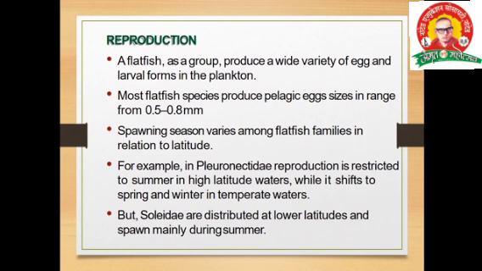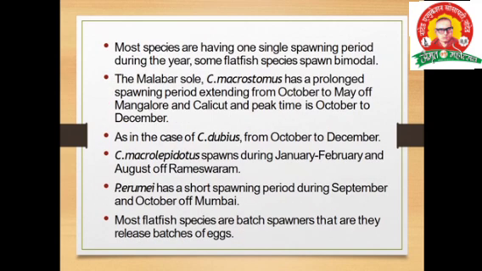This is the reproduction. Flatfish as a group produce a wide variety of eggs and larval forms in the plankton. Most flatfish species produce pelagic eggs, sized in the range 0.5 to 0.8 mm, and the spawning season among flatfish families varies in relation to latitude. For example, reproduction is restricted to summer in high latitude waters, while it shifts to spring, the rainy season or the winter season, in temperate waters. This is about the reproduction of solefish.